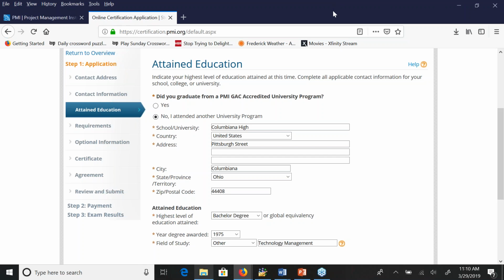In fact, what's kind of interesting about this is it doesn't matter. It used to, but it no longer matters. All PMI is doing that for is data gathering. They want to find out, did you actually care that you attended a PMI GAC accredited program? But they do not expect you to actually have done it or know it or anything else, and it doesn't change anything.